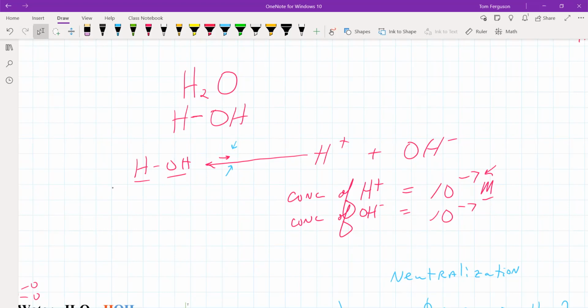Ice floats because water is unique. Most solids are more dense than their liquid counterparts, not water. The solid is less dense, that's why it floats. There are only 6 or 7 compounds in the world that do this. And what's wild is water is the most common thing on the earth. So we have H and OH. So instead of writing water like H2O, we're going to write it H-OH.